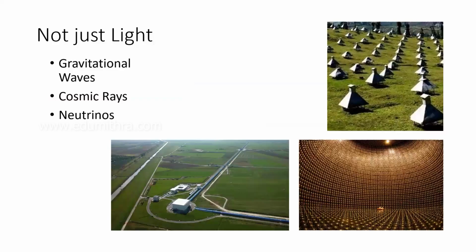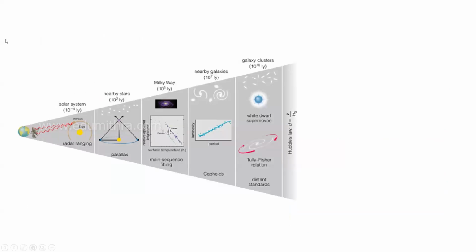And not just light, there are other kinds of waves or other things, like gravitational waves, neutrinos, and cosmic rays, for observing the cosmos. Then we discussed the measurements of distance from light.